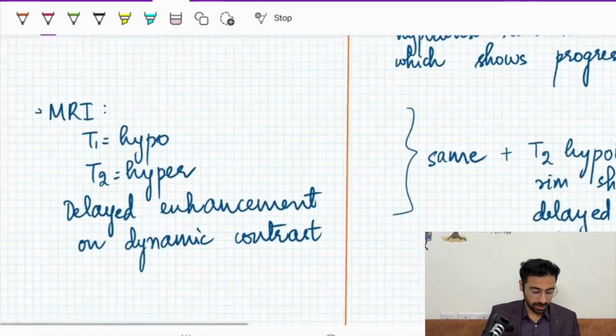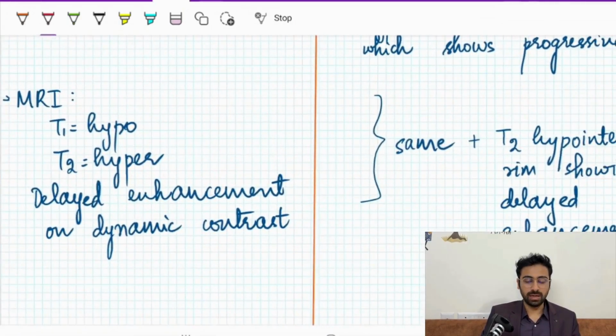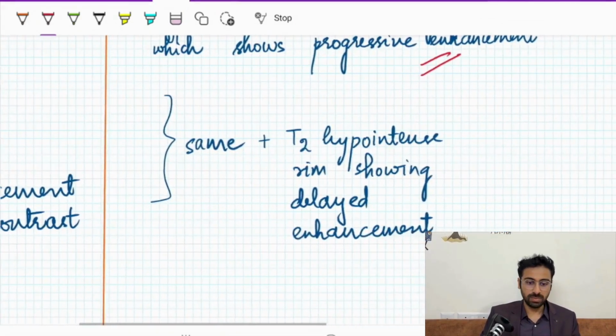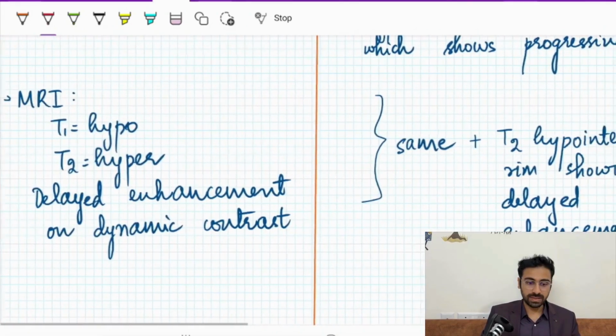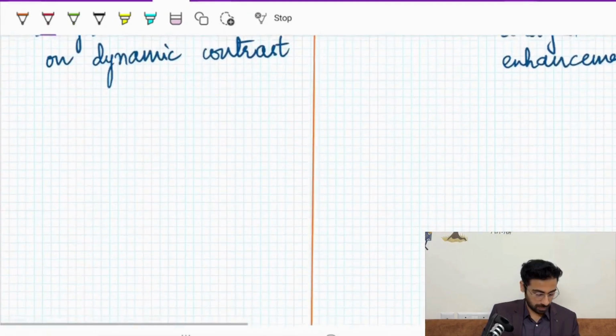Okay, coming to the MRI appearance. On MRI, the imaging is T1 hypointense, T2 hyperintense, and it shows delayed enhancement on dynamic scan. Similar in the diffuse variant, whereas the T2 hypointense rim, it shows progressive delayed enhancement, meaning in the arterial phase there will be mild enhancement of the T2 hypointense rim around the pancreas. In venous it increases, and in delayed it almost mirrors that of the pancreas. So let us see some images to fortify our knowledge.